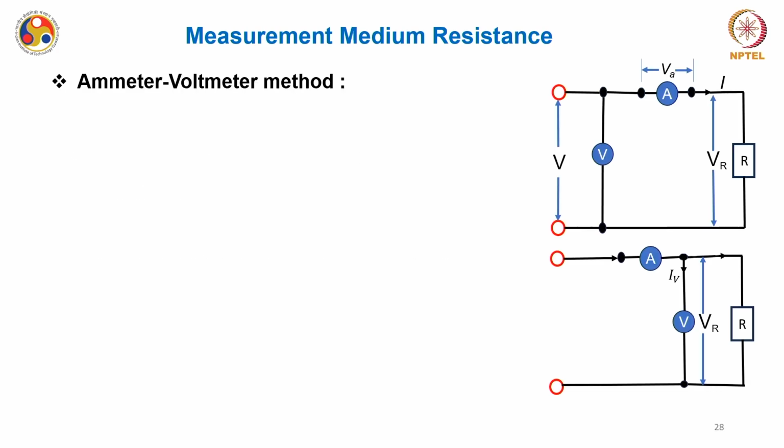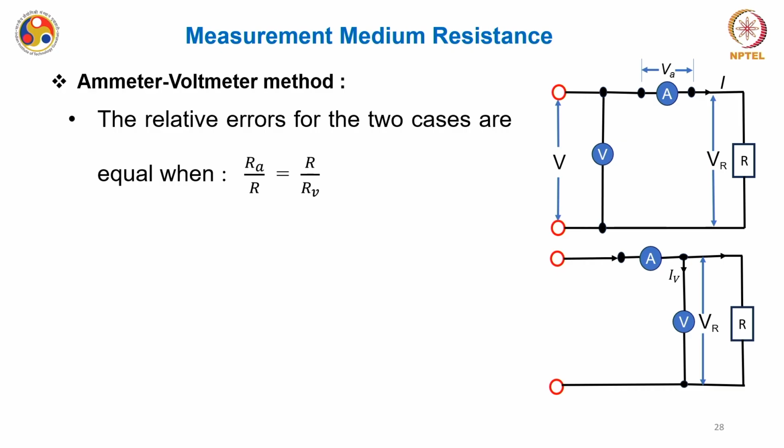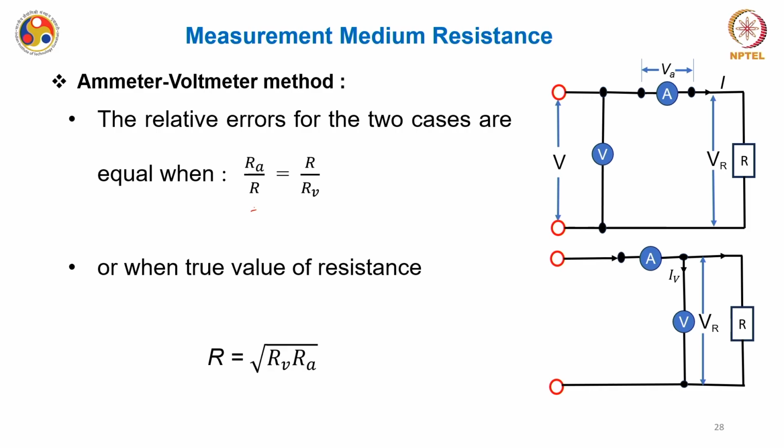So, for that we have to equate the relative errors for the two cases, and they can be simply equated as RA by R in the first case being equal to R by RV in the second case. So, if I have to find the value of unknown resistance R, it will be equal to under root RV into RA, and this is the crossover resistance.